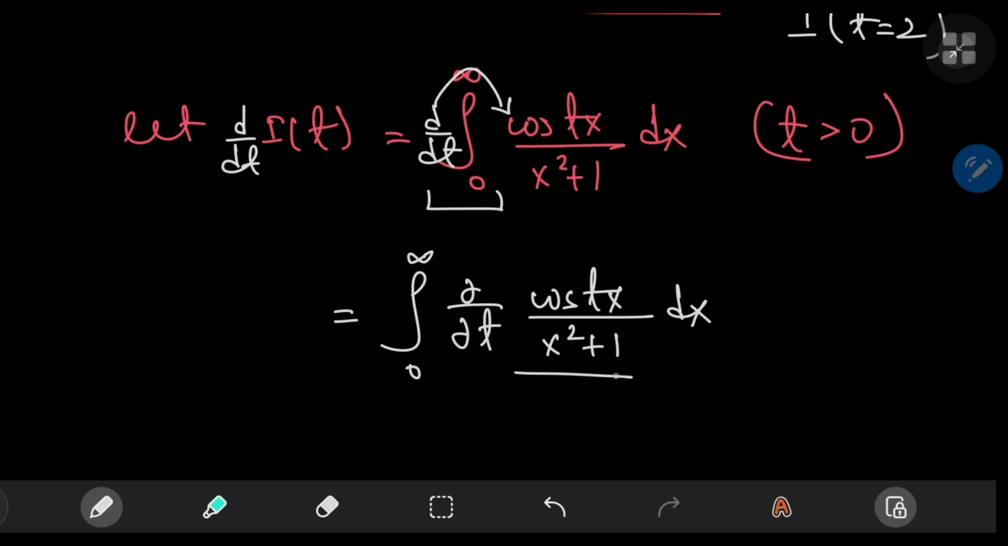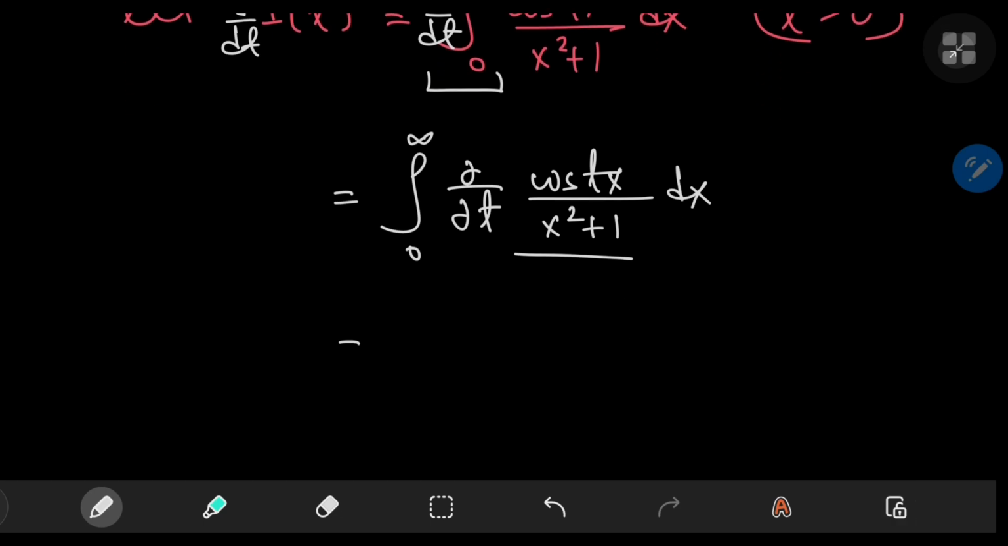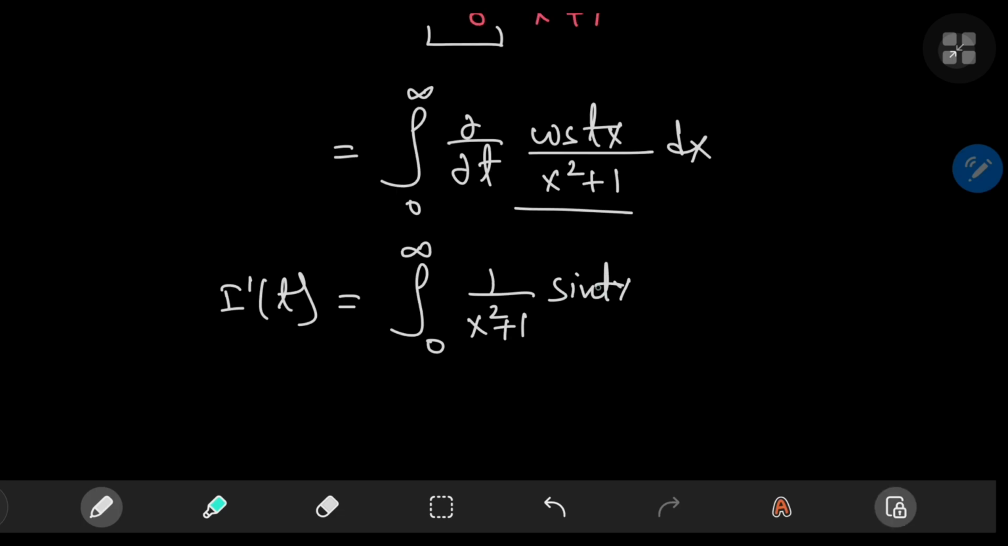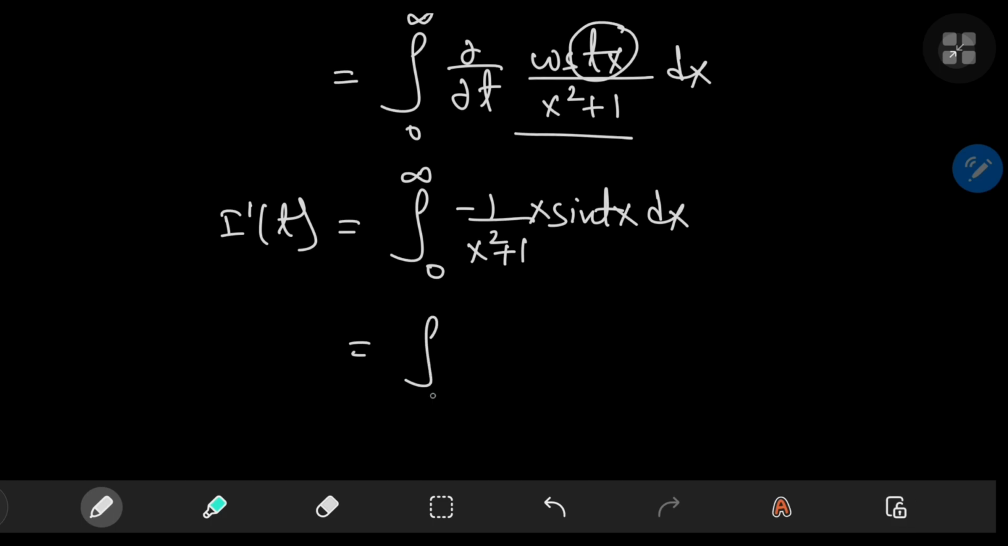So now if we take the derivative with respect to t, and because we're differentiating partially with respect to t, we're holding x constant, right? So that means this 1 by x squared plus 1 term is a constant, and we're left with sine of tx, and because of the chain rule, we're going to have this factor of x being multiplied as well. And the derivative of the cosine function is negative sine. So okay, this is the structure for the derivative of I with respect to t. It's the integral from 0 to infinity of negative x times the sine of tx dx by x squared plus 1.